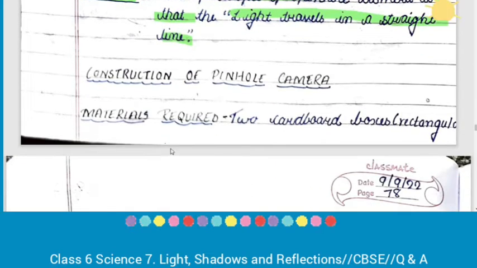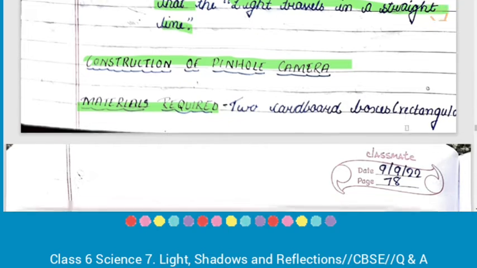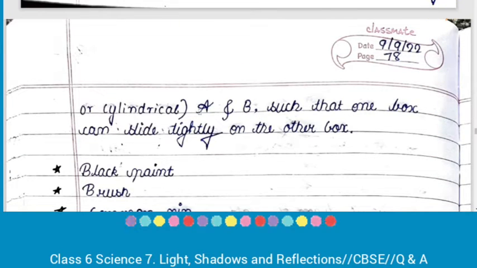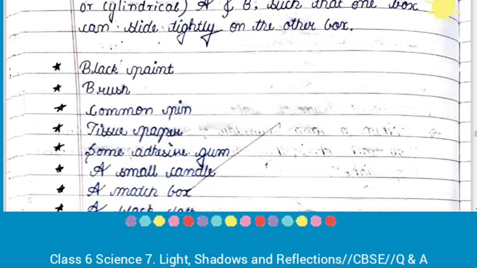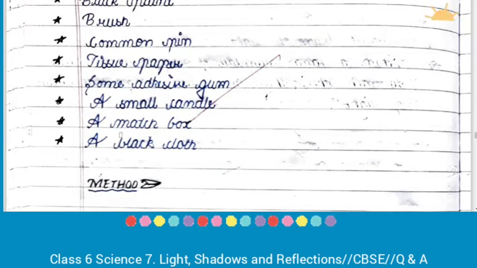Now we see the construction of a pinhole camera. Materials required: two cardboard boxes, rectangle or cylindrical, A and B, such that one box can slide tightly on the other box. And black paint, brush, common pin, tissue paper, some adhesive gum, a small candle, a matchbox, a black cloth.